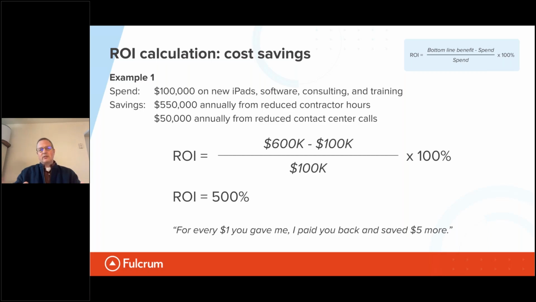Now, I started with cost savings because a lot of organizations are focused on that as a primary concern. If you look at a municipality, if you look at a utility, the goal isn't to increase business or make more money. The goal is to reduce costs.